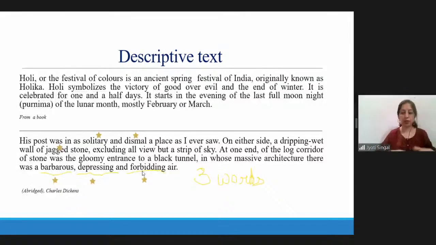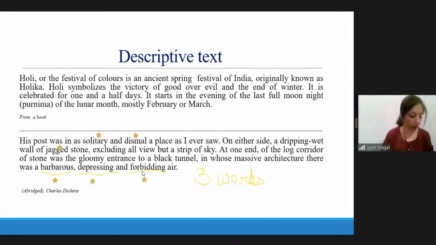Okay. And then they describe the long corridor and what's there at one end, and there's a black tunnel. The architecture is very massive. Probably things are very huge. Things are quite large. But there was a barbarous, depressing, and forbidding air. Barbarous is kind of cruel. Barbarous is kind of brutal. Depressing is definitely sad. Depressing is certainly dejected. Forbidding is something which is unpleasant and unwelcome. Okay, am I clear? So you have understood the meaning of this.